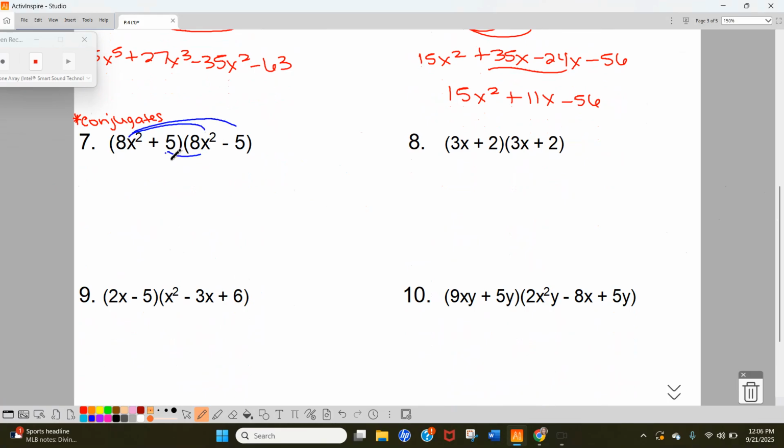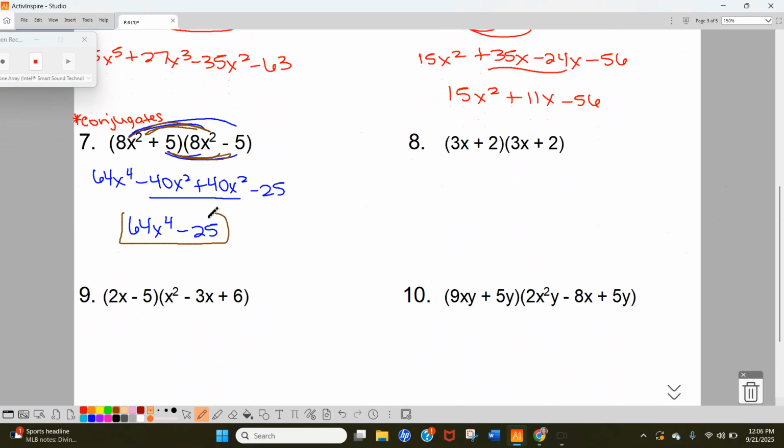So we get 64x to the fourth minus 40x squared plus 40x squared minus 25 when we do all of our distributing. And then these middle terms are always going to cancel out when you are multiplying conjugates. So if you realize you have conjugates, then you can just do front times front and back times back and get your answer without extra work.